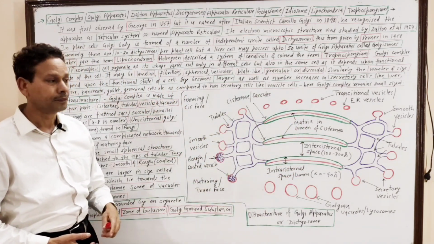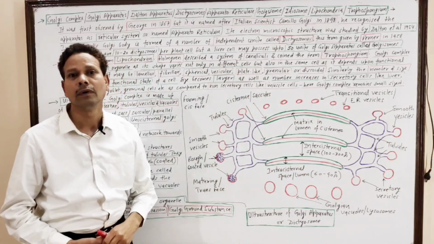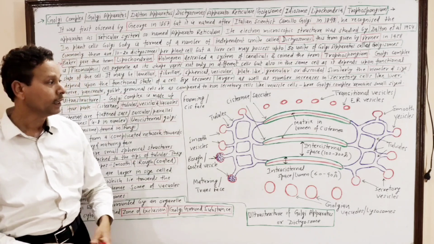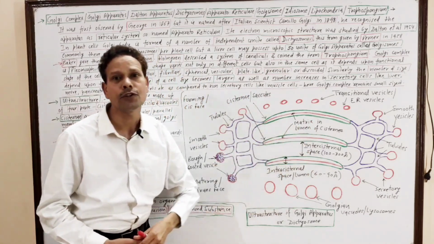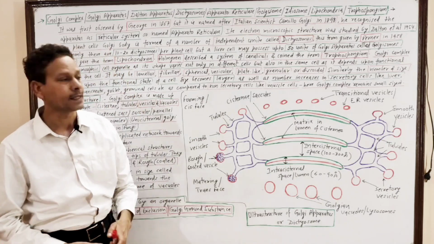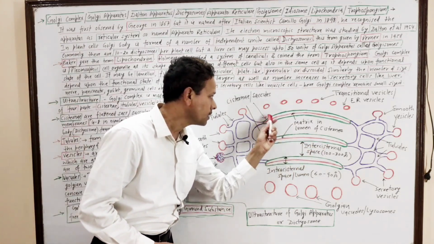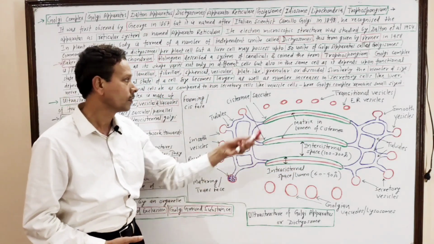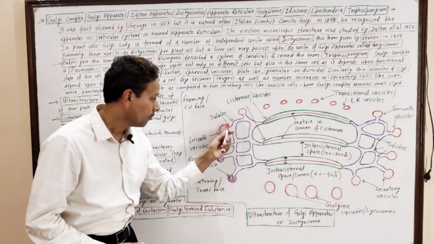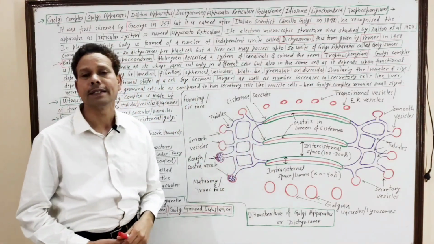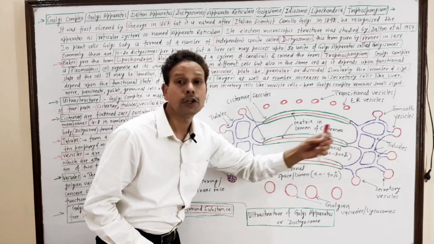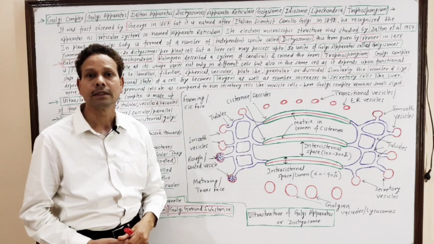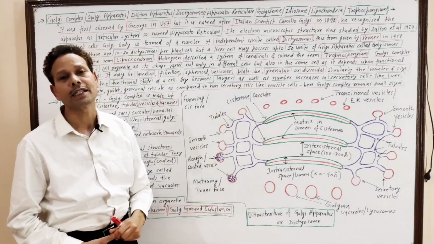This is an ultrastructure of Golgi apparatus that was given by Dalton et al. in 1954. This ultrastructure of Golgi apparatus shows four components. These fine flattened sac-like structures are cisterna, saccules. Fine tubular network is, these are tubules. And these small spherical vesicles are named secretory vesicles.